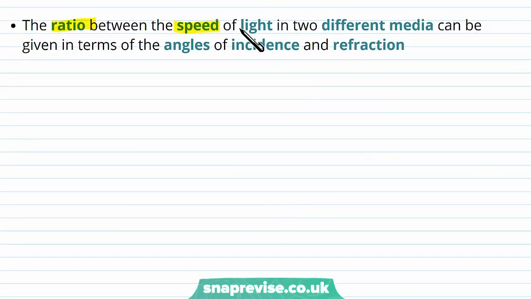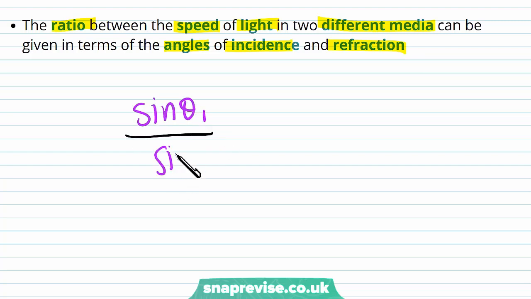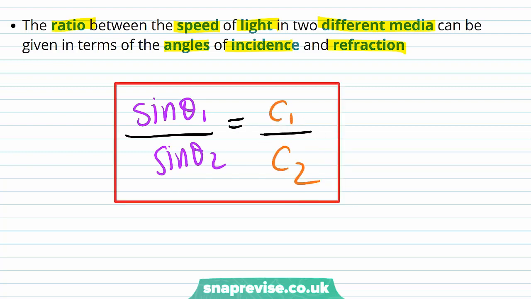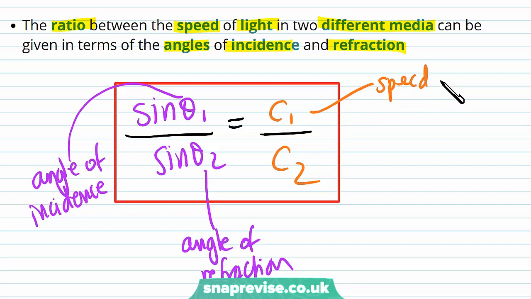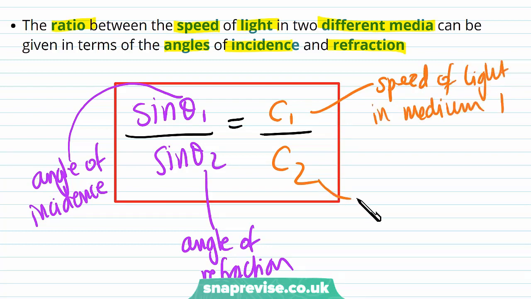The ratio between the speed of light in two different media can be given in terms of the angles of incidence and refraction. So we can say that sine theta 1 divided by sine theta 2 is equal to C1 divided by C2. And in this equation, we're saying that theta 1 is the angle of incidence, theta 2 is the angle of refraction, C1 is the speed of light in the first medium, and C2 is the speed of light in the second medium.